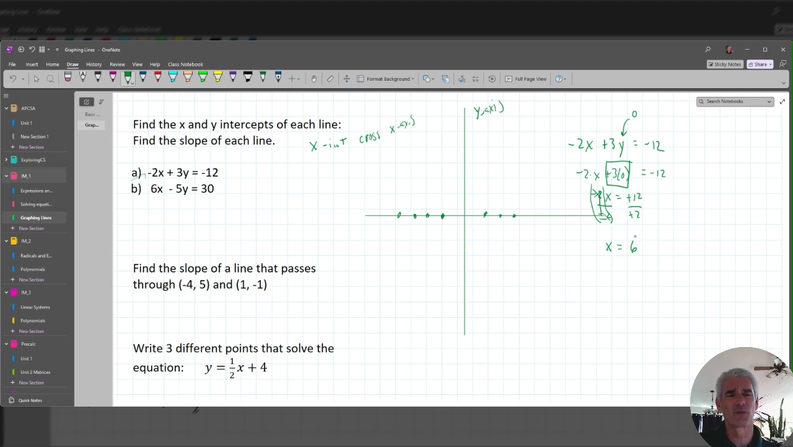So it is what I thought. Okay, so here's what I know. When I plug in 0 for y, x is 6. That is one solution to this equation.